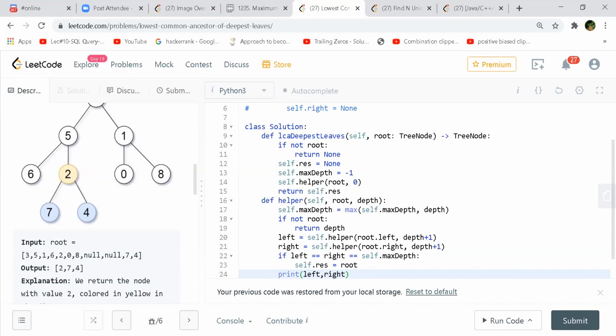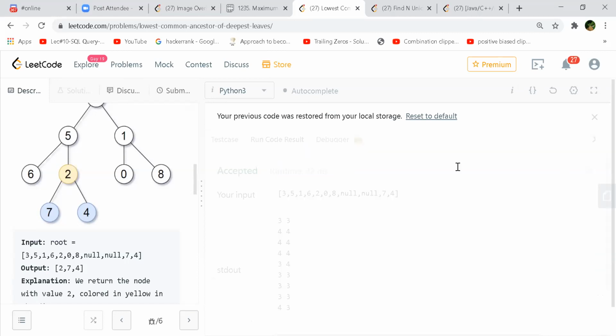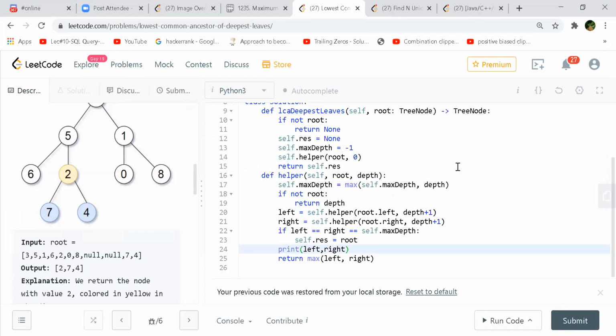Can you scroll down a bit, Shashank, in your code? When they are not equal, then you just return whatever is the max of left or right. But then what about your node? How do you store the node? This is storing the node only, res, right? The common node. But that is stored only when left is equal to right and it is equal to the self max.